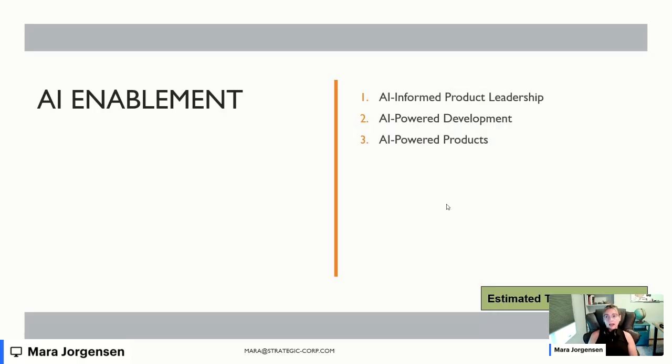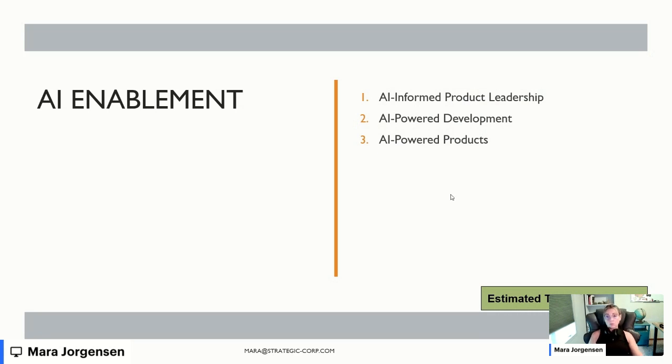Fundamentally, I see AI informing most engineering and product teams in 3 ways. Number 1 is AI-informed product leadership. We'll walk through that. Number 2 is AI-powered development. And the third is a really exponential multiplier, which is the AI-powered products.